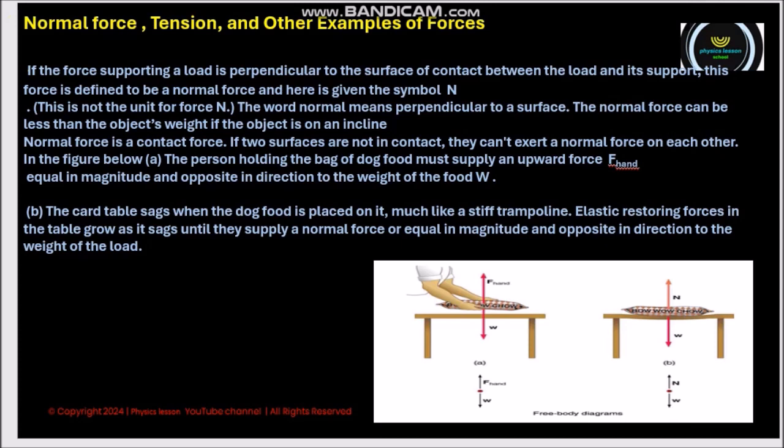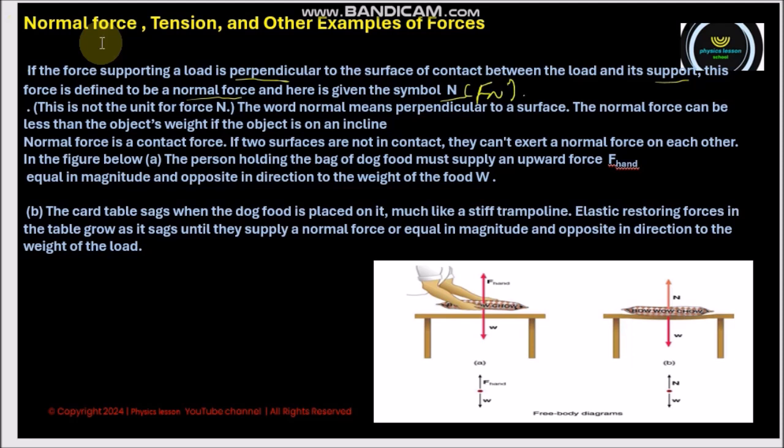Today we will see normal force, tension, and other examples of forces. If the force supporting a load is perpendicular to the surface of contact between the load and its support, this force is defined to be the normal force. It is given the symbol n. This is a normal force, F normal, let me say.